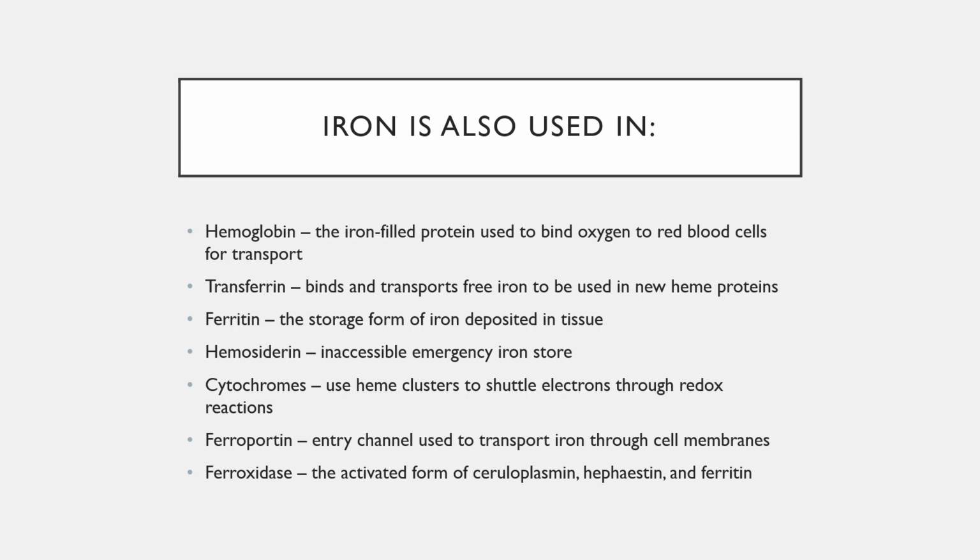Ferroportin is another not really iron-dependent protein, but something that really plays a big role in iron metabolism. This is actually an entry channel that's used to carry iron through cell membranes, mainly through the enterocytes, where iron is absorbed through the digestive tract and put back out into circulation, and also carrying it out of circulation into cells where it can be stored or utilized.